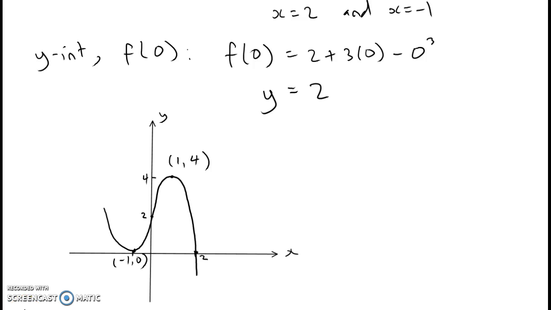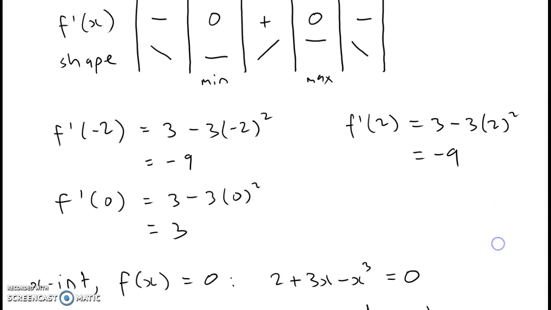Alrighty, so I've gone ahead and sketched that graph there, labeling the key features. We had a y-intercept at 2, an x-intercept at 2 and -1, and we know that our minimum turning point was at -1, 0, and our maximum turning point was at 1, 4. So you can see how filling out this table helped us with finding the shape of the graph.